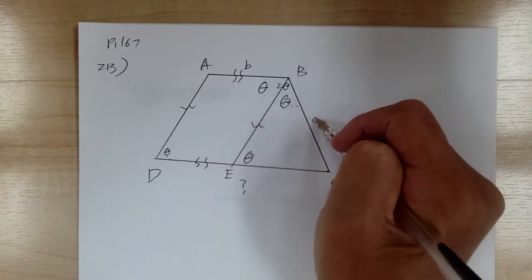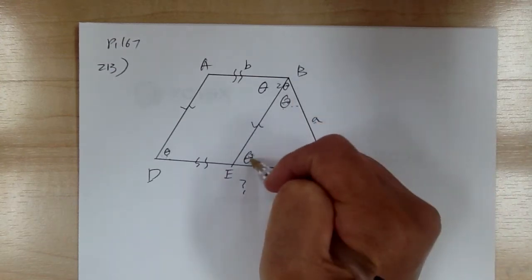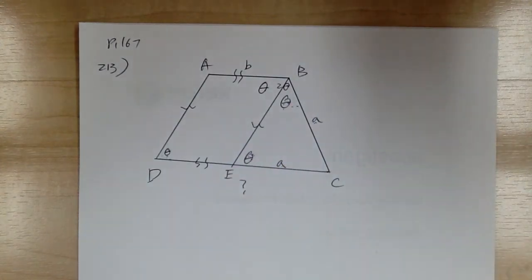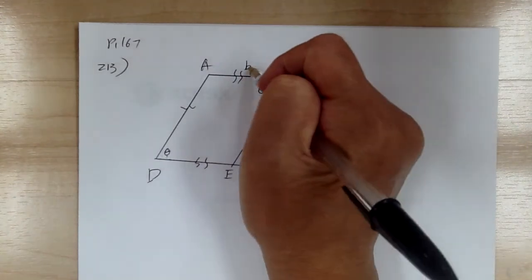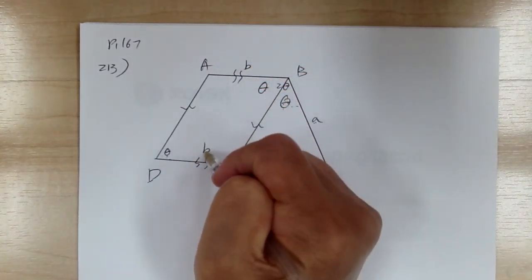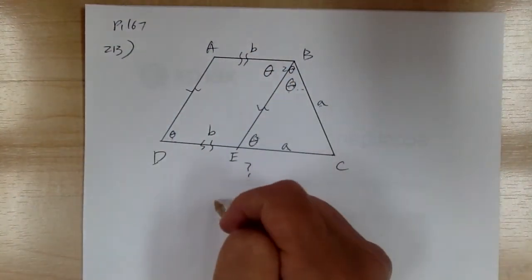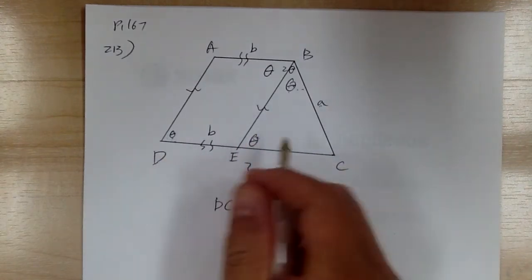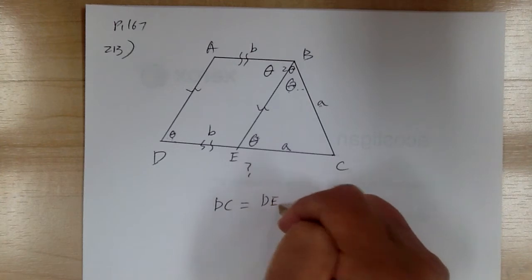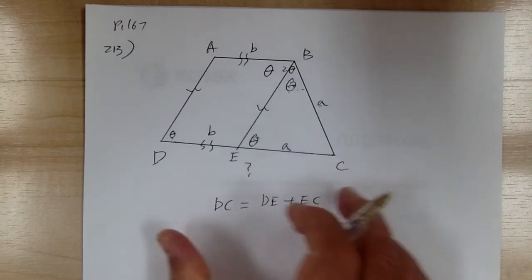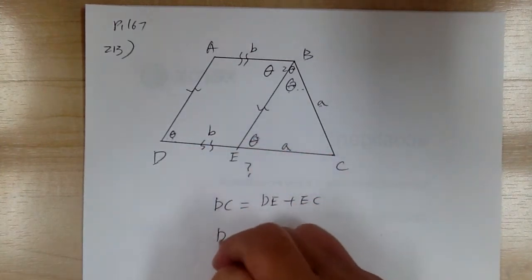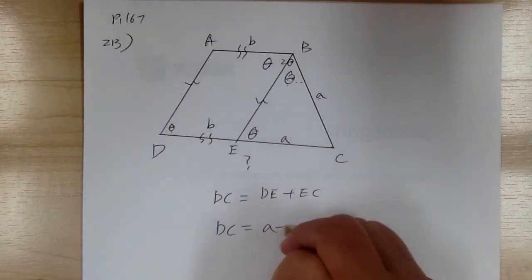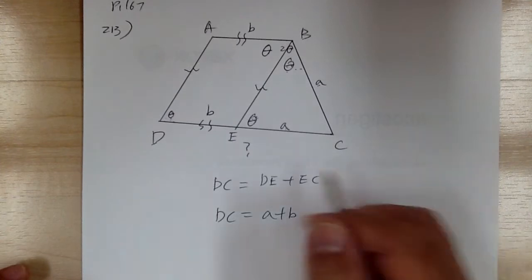So if this is A, so this is the A facing the theta, so this would also be A facing the theta. And since this is a parallelogram, this is B, so you can slide it down, so this would also be length B. So now we can see that the length DC is equal to DE plus EC, right? So DC equals this, and I'm going to switch the letters, so it would be just A plus B. Okay.